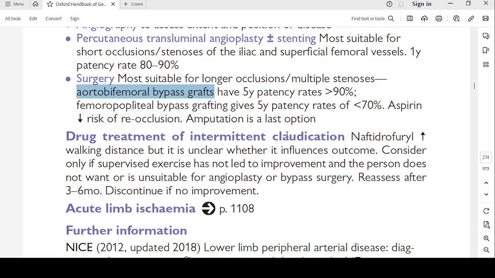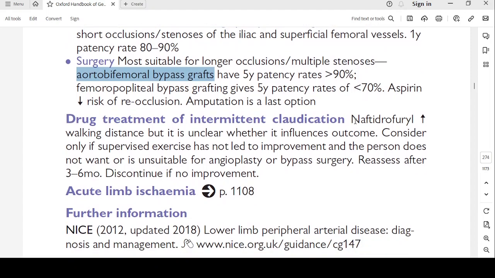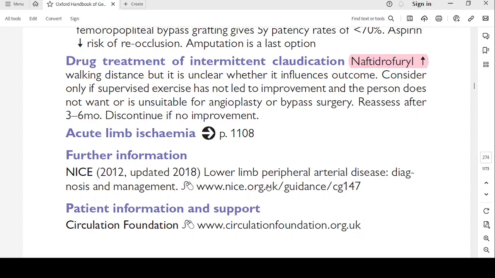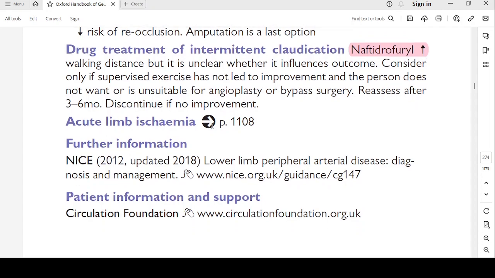Drug treatment for intermittent claudication: naftidrofuryl oxalate increases the walking distance but it is unclear whether it influences the outcome. Consider only if a supervised exercise program has not led to improvement and the person does not want or is unsuitable for angioplasty or bypass surgery. Reassess after 3 to 6 months. Discontinue if there is no improvement with naftidrofuryl. Acute limb ischemia.